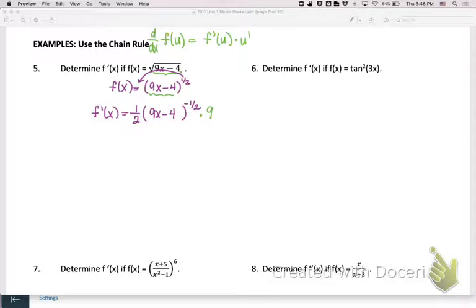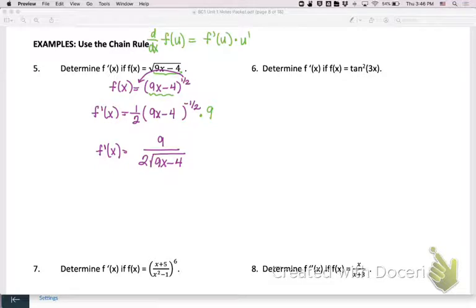So now let's clean this up a little bit. What we get for our derivative is going to be 9 on the top over 2 times the square root of 9x minus 4. The negative power moves it to the denominator. So there's our derivative. Okay.